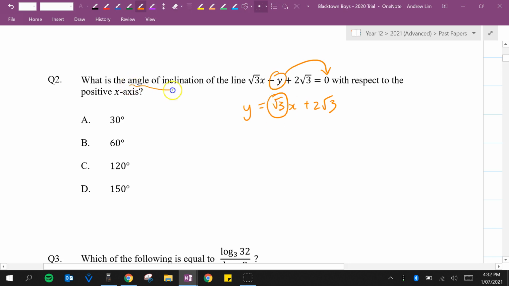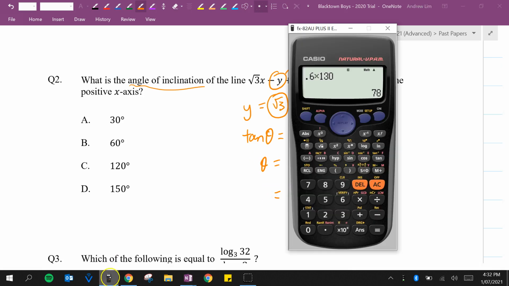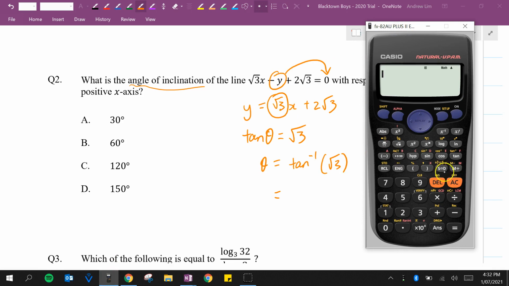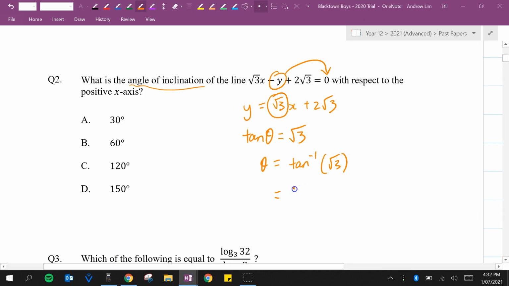Whenever we want to find the angle of inclination, we pretty much are saying the gradient is tan. Tan of the angle is the gradient. So theta has to equal to the inverse tan of root 3, or arctan, which is 60. B.